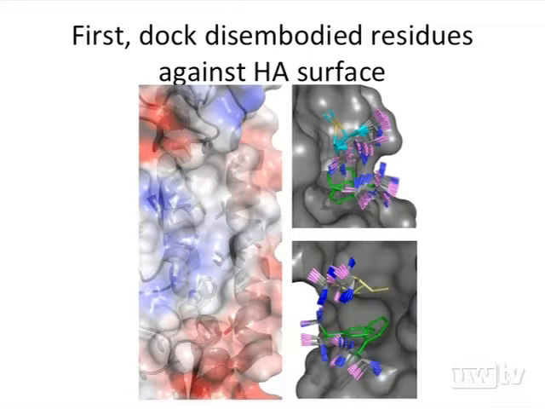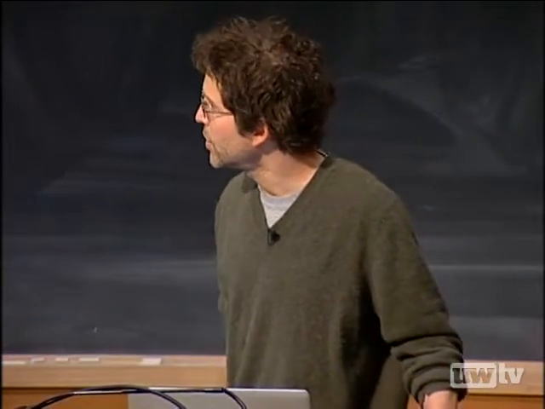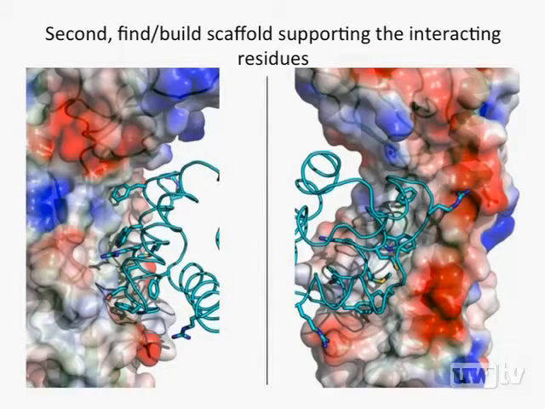So then we look for small proteins on which these residues can be placed simultaneously, and that's shown here. This is the hemagglutinin surface again, and there are side chains that are docked into the surface here. Those are the interactions we wanted to make. It's a little hard to see, but this ribbon here is a small helical scaffold that positions all those side chains in the right places so they can make those interactions. And this is just another view from the other side. Here's an arginine poking into the groove.